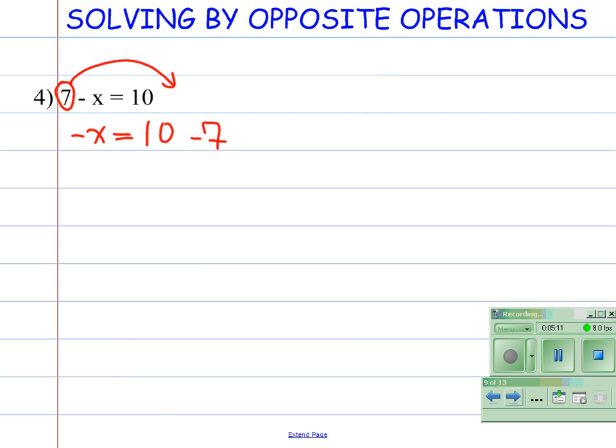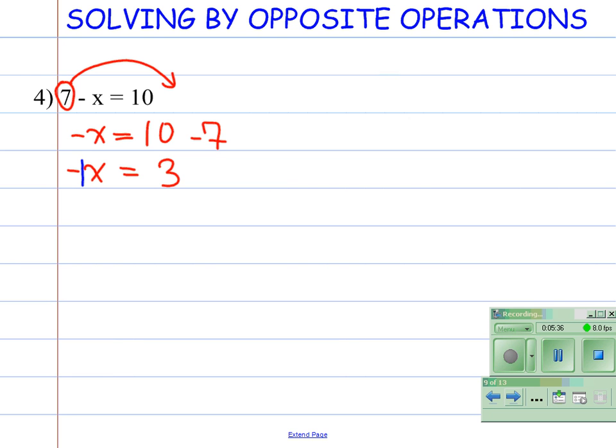But by doing this, I've accomplished what I wanted. Variables on one side, numbers on the other. If I simplify, 10 minus 7 is 3, and I have negative x. You'll remember when we learned about variables and their coefficients that, in fact, there is a negative 1x here, or a coefficient of negative 1. I also want to undo that. I want to undo the negative 1 times x using opposite operations.